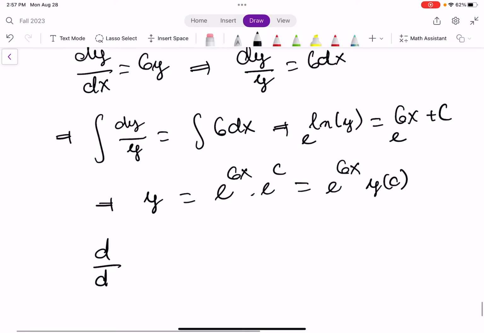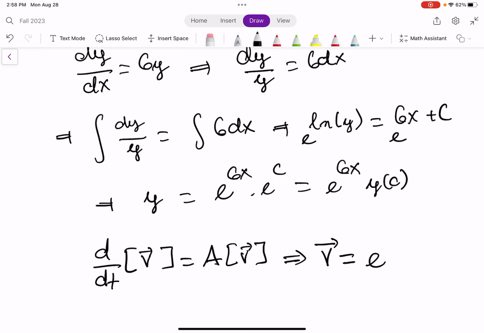Recall we can reduce a matrix. Let's say d/dt of a vector v equals matrix A times v. Oh, I'm sorry, it should be a vector. Let's say you can reduce to this, and so you should get your vector v is equal to e to the power of A t times v0. Right? However, they write it like this.